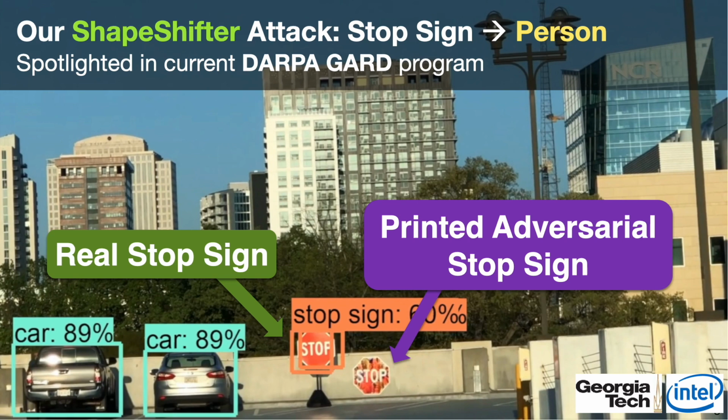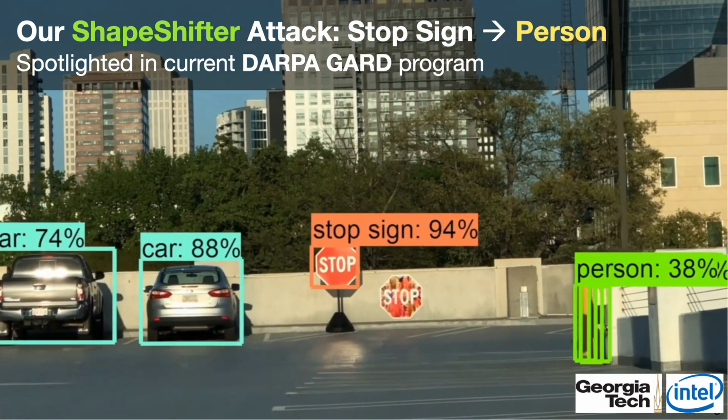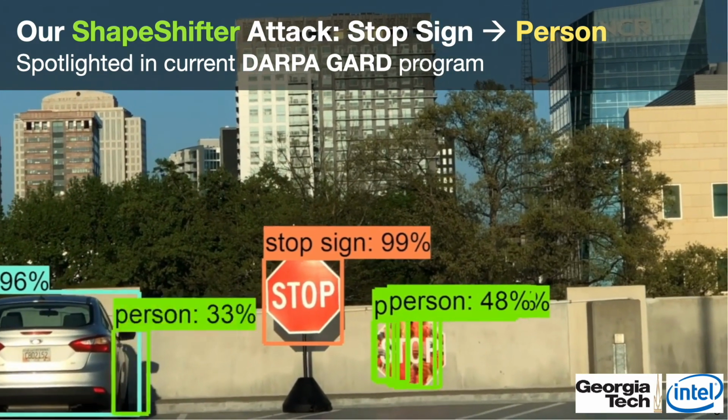On the left-hand side of the screen, you'll see a real stop sign. And on the right-hand side is an adversarial stop sign that the ShapeShifter technique is able to generate. So I'm going to play the video. The actual video was taken by a former graduate student, Shang-Tse Chen, who's now an assistant professor at National Taiwan University.